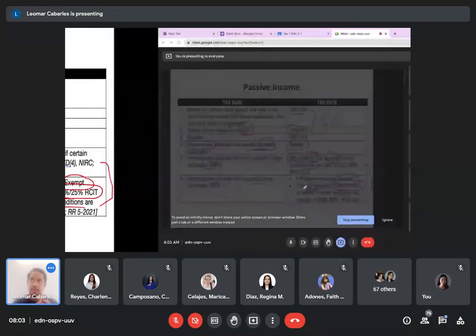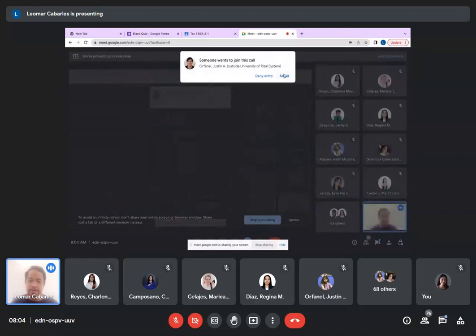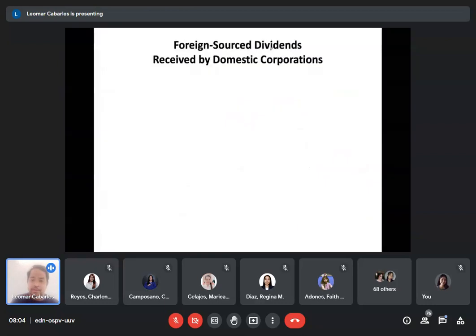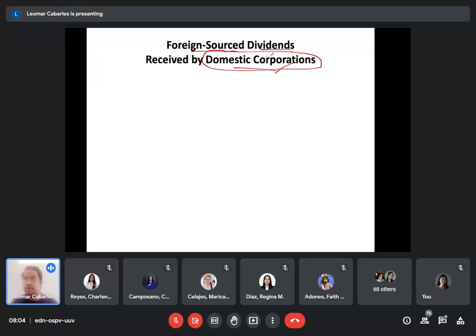Kasi generally, pag domestic corporation ka, di ba ang taxation mo worldwide, no? Kung meron kang foreign source na dividend, generally that is subject to regular corporate income tax. Okay, but pwede siya maging exempt. So, kailan siya exempt? These are the conditions, no? If dividends ay foreign source, then it's received by domestic corporation. Take note, ang highlight natin dito, domestic corp, no? Kasi ang foreign corporation naman, pag foreign source ang income, hindi yun taxable.